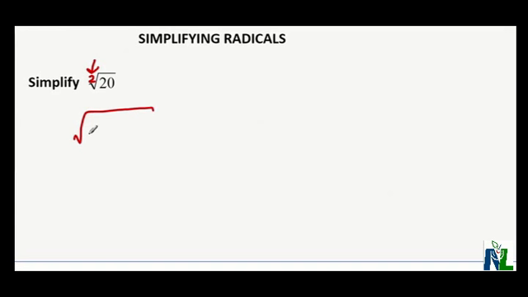So 20 could be written as 2 times 10, but neither of those is a perfect square. But if you write it as 4 times 5, 4 is a perfect square. So you could separate these and just write it as the square root of 4 times the square root of 5. Now, because 4 is a perfect square, when we simplify, the square root of 4 is just 2, and that gets multiplied by the square root of 5.